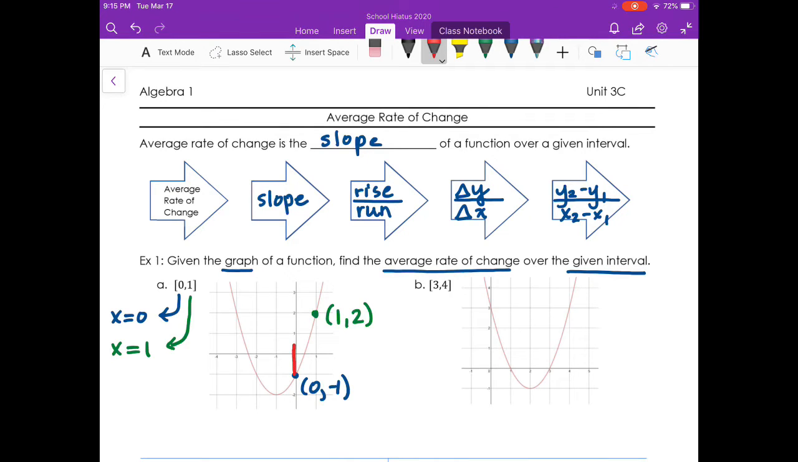In this example, I'll demonstrate calculating the slope simply by counting the rise over run. We went up 3 and to the right 1. So the average rate of change for our function is 3.